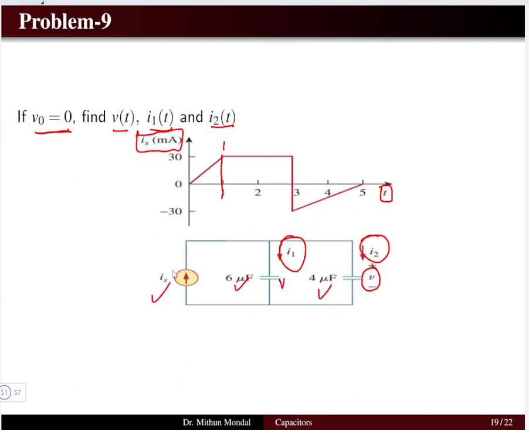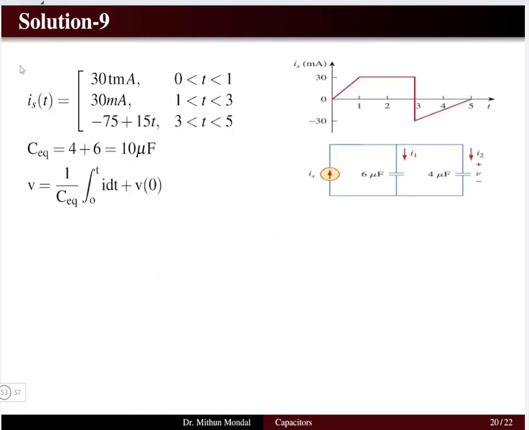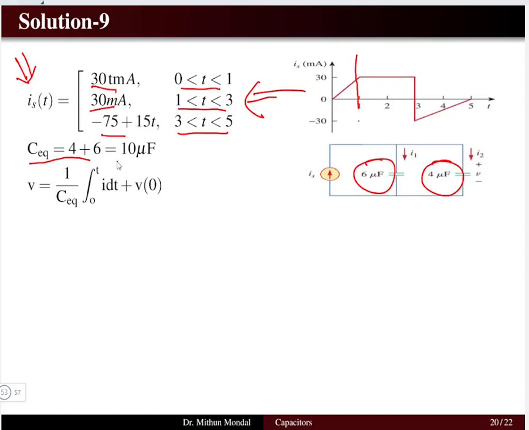The current is given to us in the form of a waveform. So my first work is to determine mathematically the waveform equations, splitting it in 3 time zones from 0 to 1, 1 to 3 and 3 to 5 second. What are the corresponding equations? So first thing is this. Second, we will determine the C equivalent, because 6 microfarad and 4 microfarad are in parallel. So the net combination you will get is 10 microfarad.